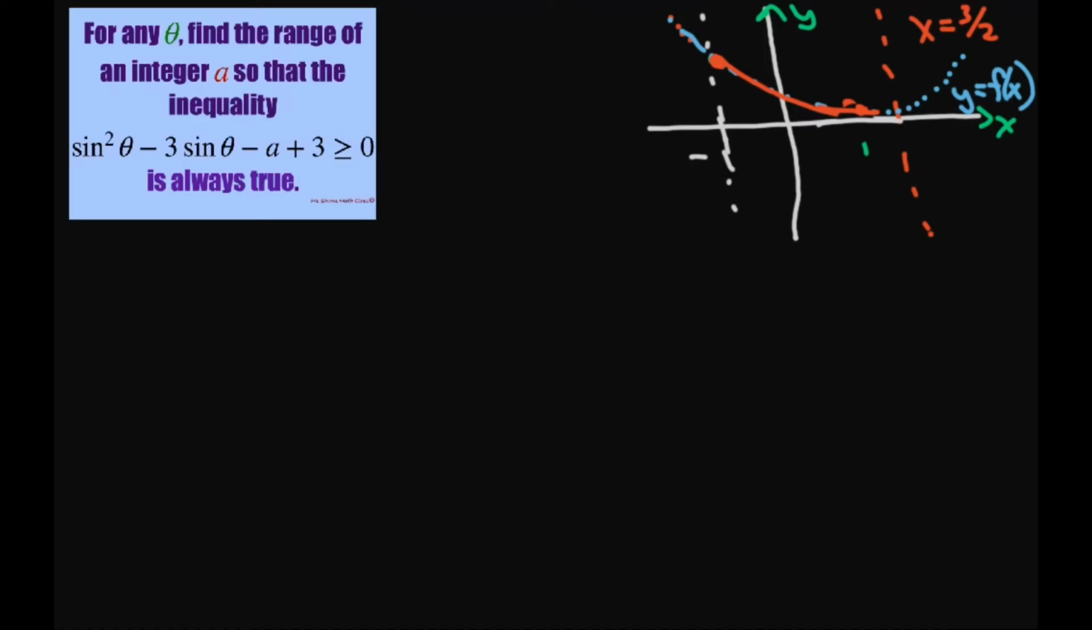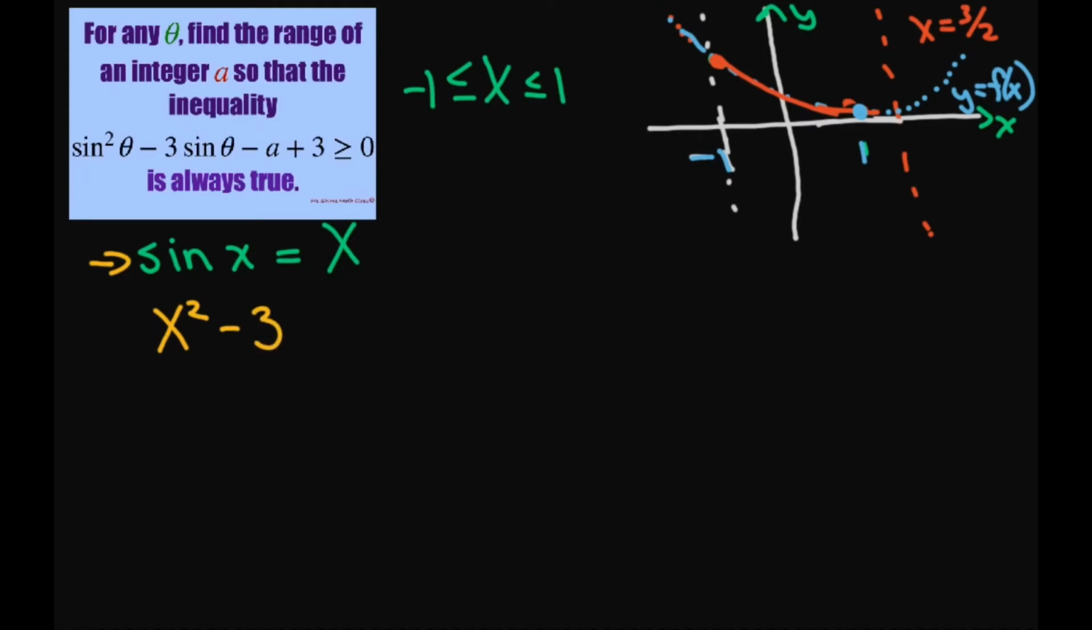What we're going to do first is let sine of x equal uppercase X. And that means our X has to be in between -1 and 1. So that's what I have here, this -1 and 1 here. The reason we're doing this is so we can factor. So now I can write this as x squared minus 3x minus a plus 3.